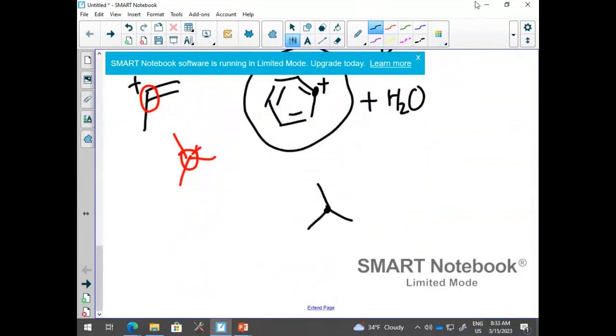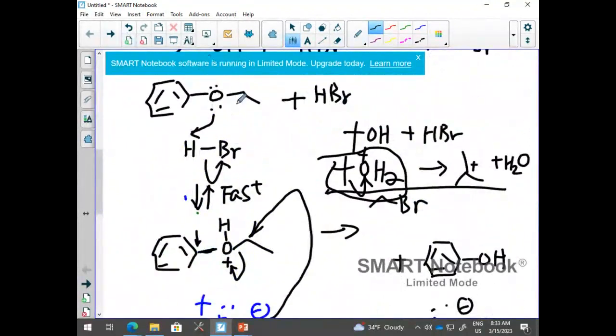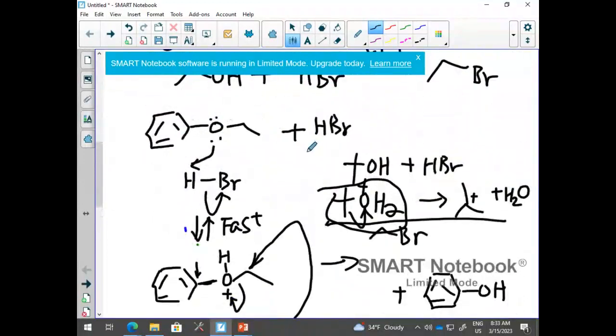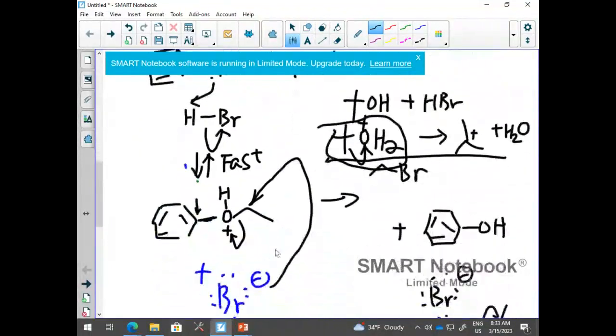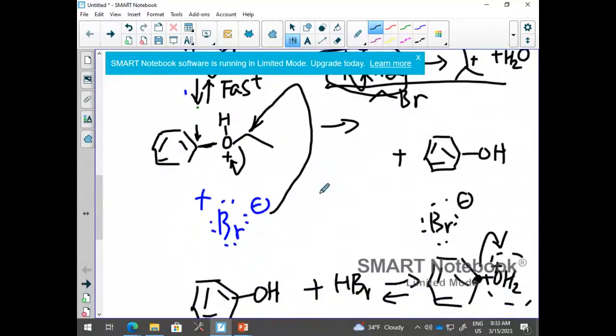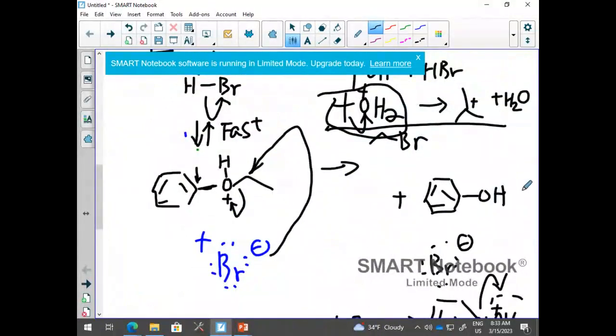So that's the reason why, if you have an aromatic alkyl ether, the bromide will only be connected to the sp3 hybridized carbon, not this carbon. When the ether is protonated, the nucleophile will only react with this carbon, because this carbon-oxygen bond is weaker than this carbon-oxygen bond, so it's easier to break this carbon-oxygen bond. That will give you an alkyl halide and a phenol.